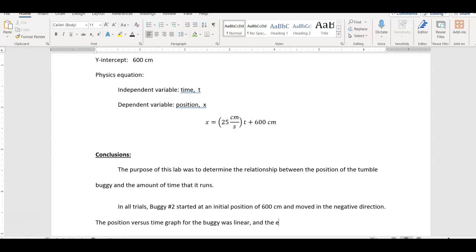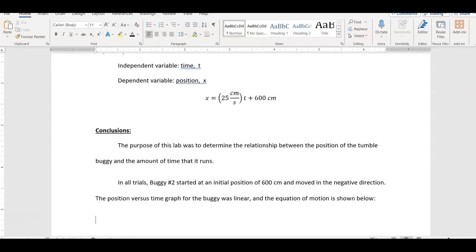And the equation of motion is shown below, or is as follows, or something like that. Okay, so I'm going to put in my physics equation here. Type a return so you're on a new line, because physics equations, or any equation, should always be on their own line and they should be centered.